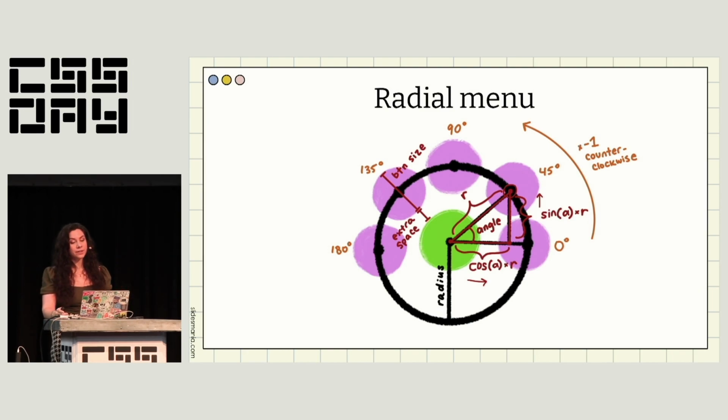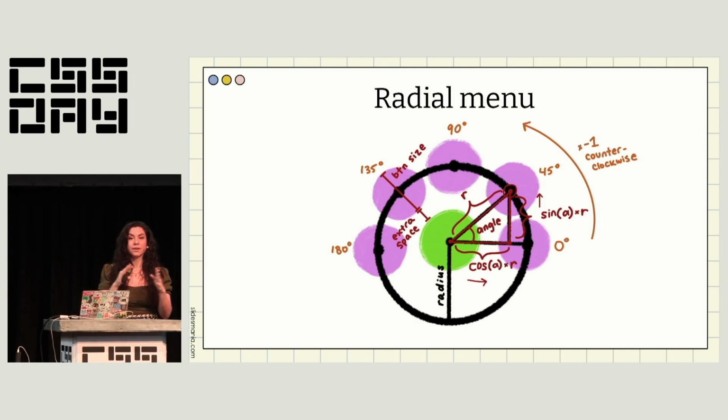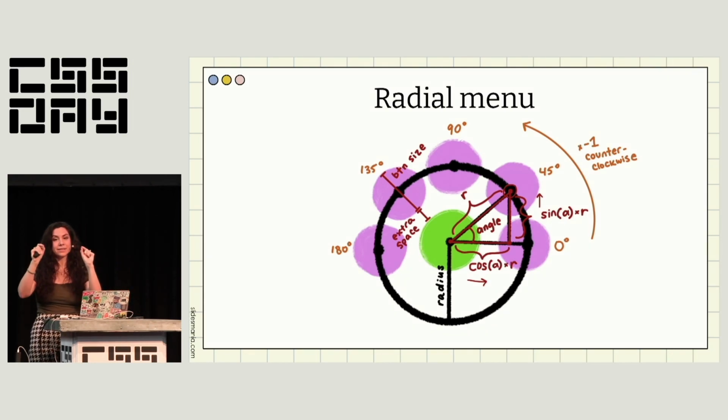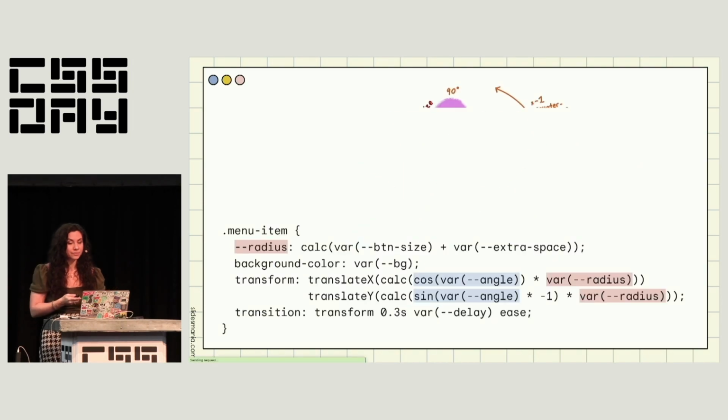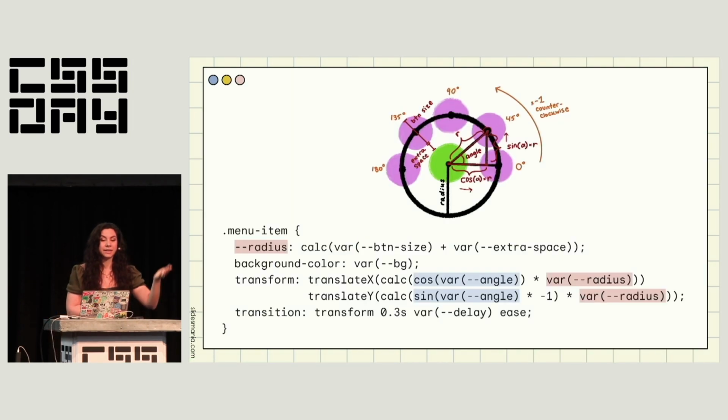And to position things on a circle, we can use cosine and sine along with the radius of where that angle is going to be. And we know the radius because it is the distance between that center point and the outside point, which is the size of the button, since it's 2 times 2 of the radius of the button, plus some extra spacing.